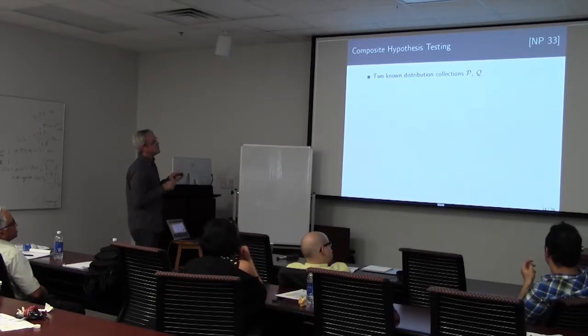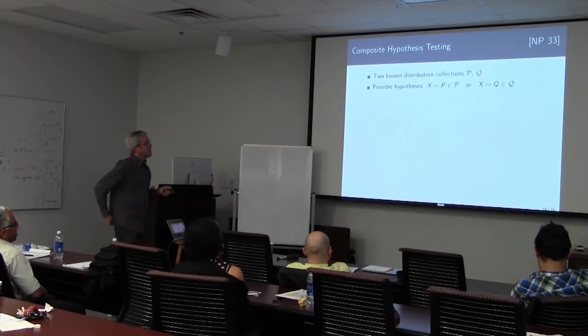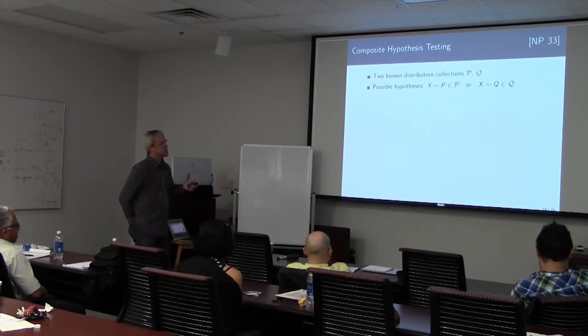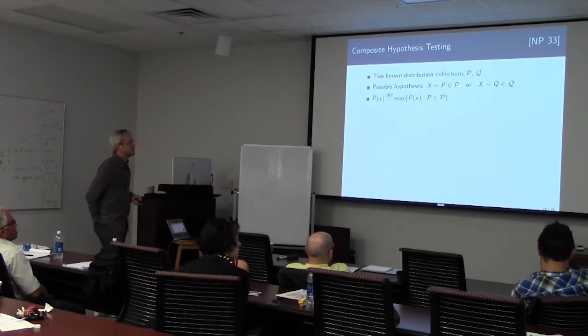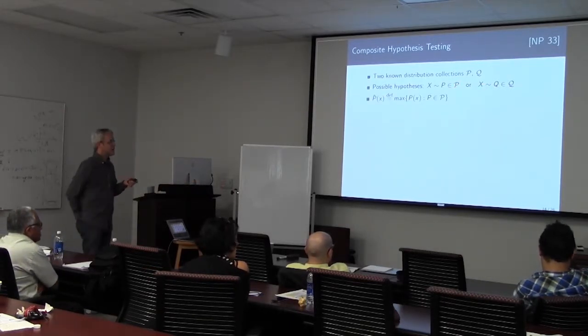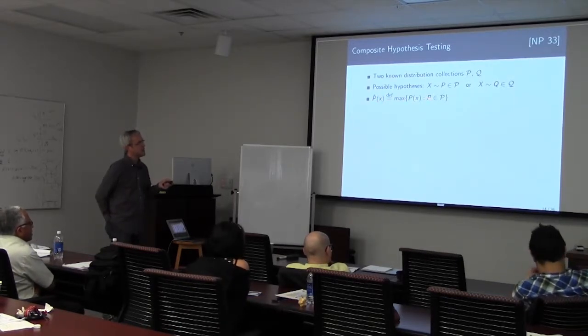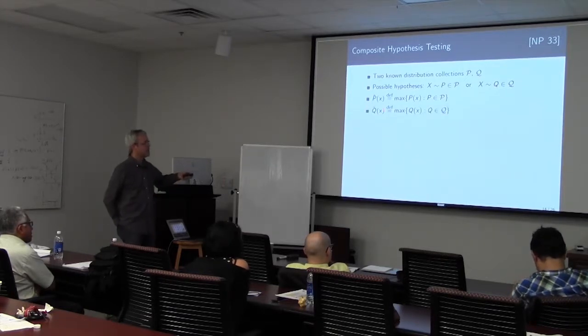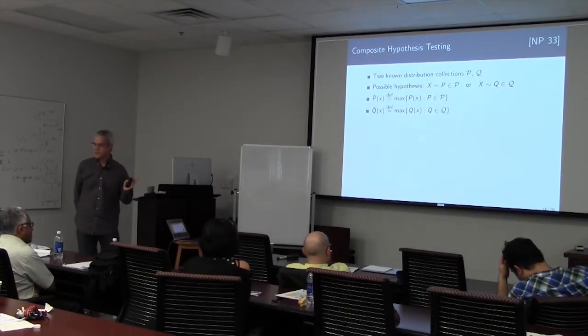Sometimes you don't know the hypothesis, but you have classes of hypotheses. You have two distribution collections, script P and script Q. And one hypothesis that X belongs to a distribution in script P, or X belongs to one in script Q. And then the standard way to do that is to look at the maximum likelihood probability of X, which is the highest probability that any distribution in P assigns to X. And then Q maximum likelihood of X, which is the highest probability that Q assigns to X.